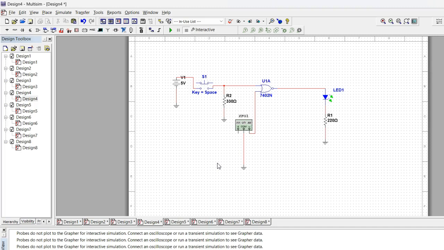When we don't push down the button, one input will be 0, and the second one is the function generator. When the wave is high it is 1, and when the wave is low it will be 0.